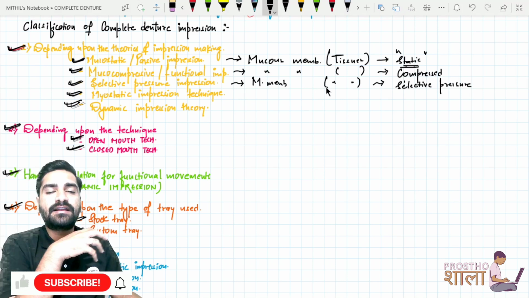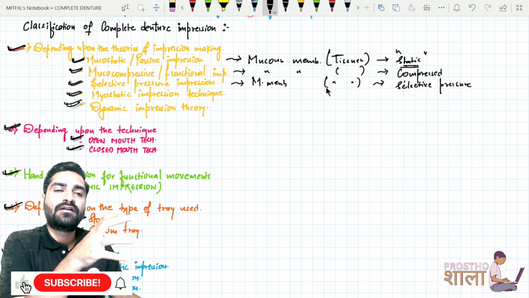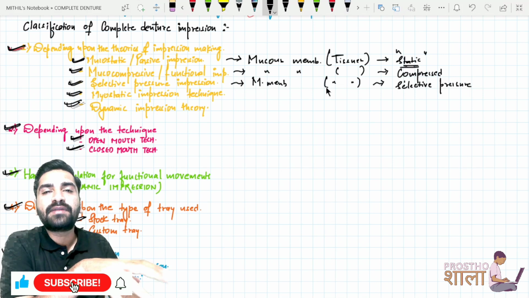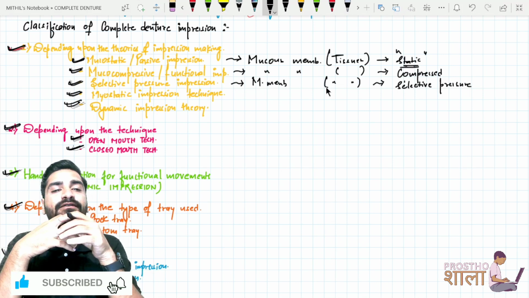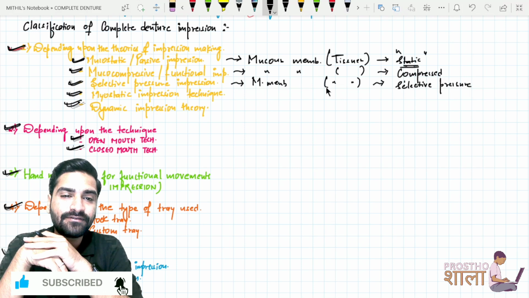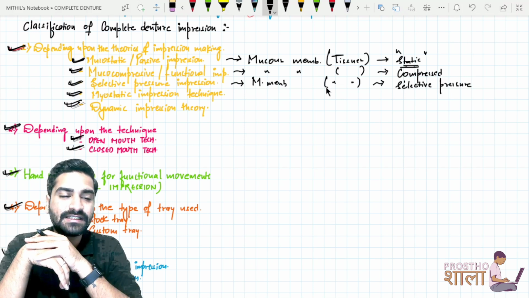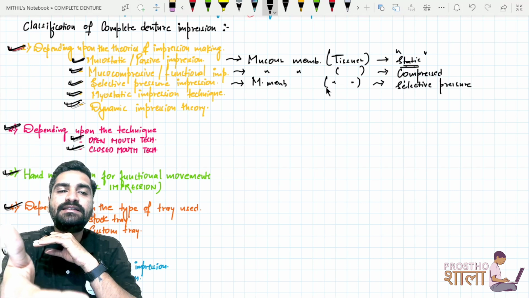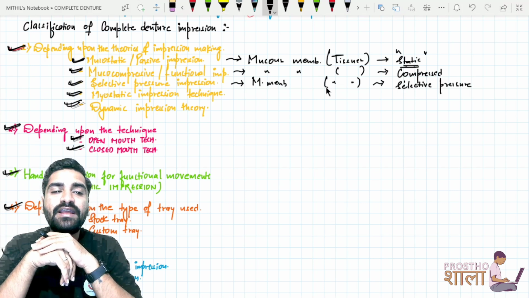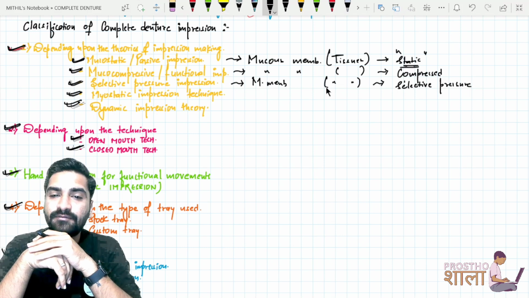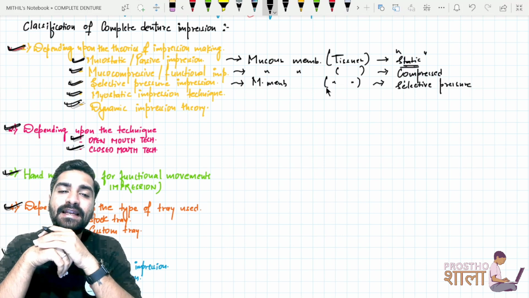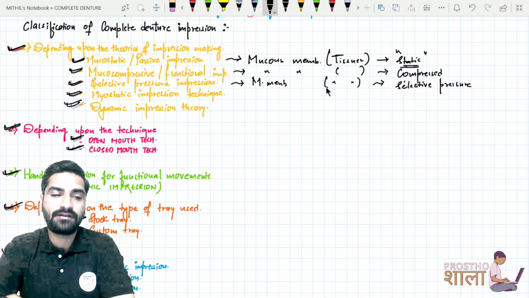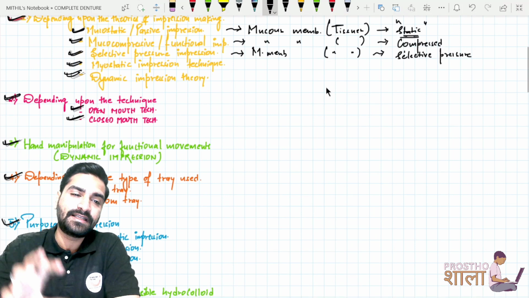Now if we want to classify the complete denture impressions, firstly, depending upon the theories of impression making, there are various theories given by different authors or clinicians to justify impression making in complete denture, right? First is the mucostatic or passive impression theory. We'll just discuss the names, see the classification, and then individually discuss these theories separately. Then we have the mucocompressive or functional impression theory, selective pressure impression theory, myostatic impression technique, and dynamic impression technique. This is based on the theories given.